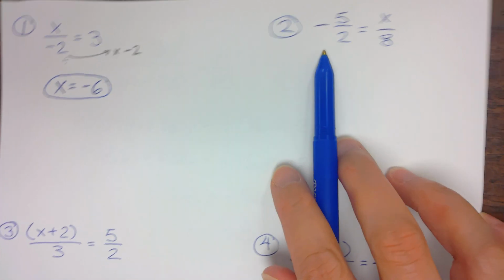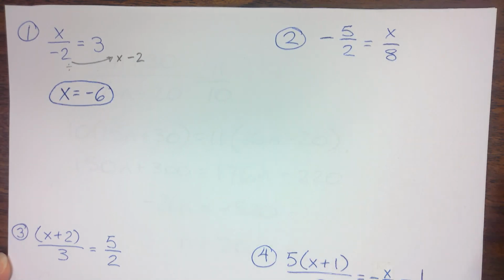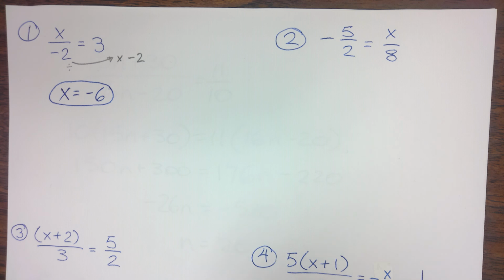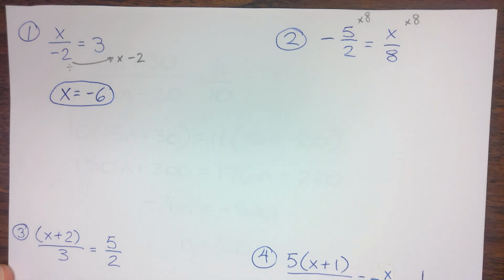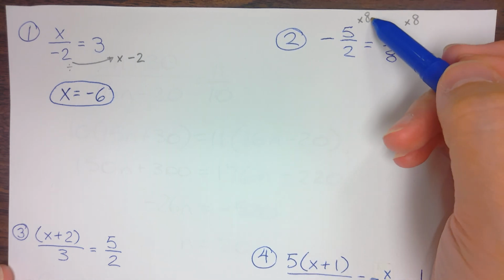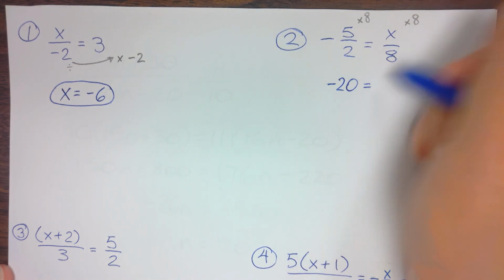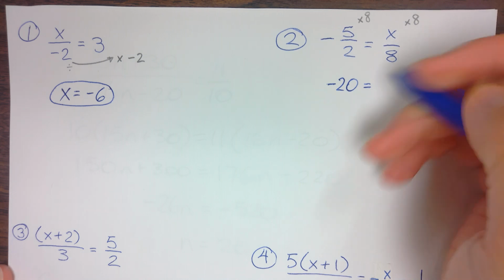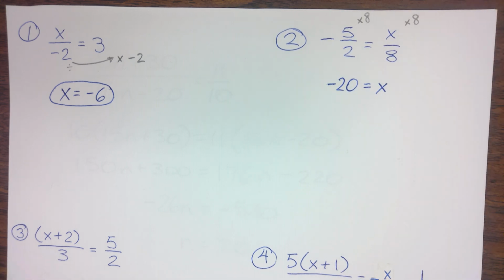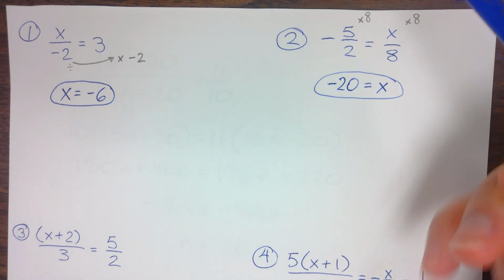This one, I have two denominators, so I should use Wednesday's method. What is my lowest common denominator here? Yep, 8. So if I multiply this by 8 and I multiply this by 8, what do I get? -5 times 8 divided by 2? Good. And then x times 8, 8x, divided by 8? 1x, or just x. That's my answer. So x is -20.